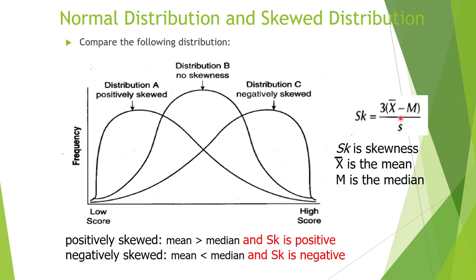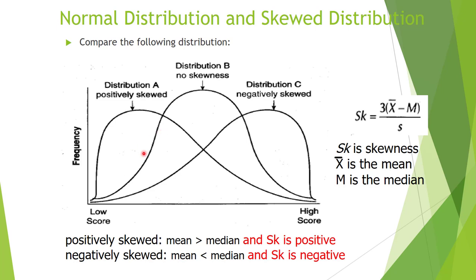If you look at the formula, because you have more data points here, with higher values, your x bar will be smaller than your median. Okay, because you have more data points here. The median is the midpoint of your data points. Since you have more data points here, your midpoint, the median, will be more towards this end. So your mean will be smaller than your median, and you are going to get a negative skewness value.